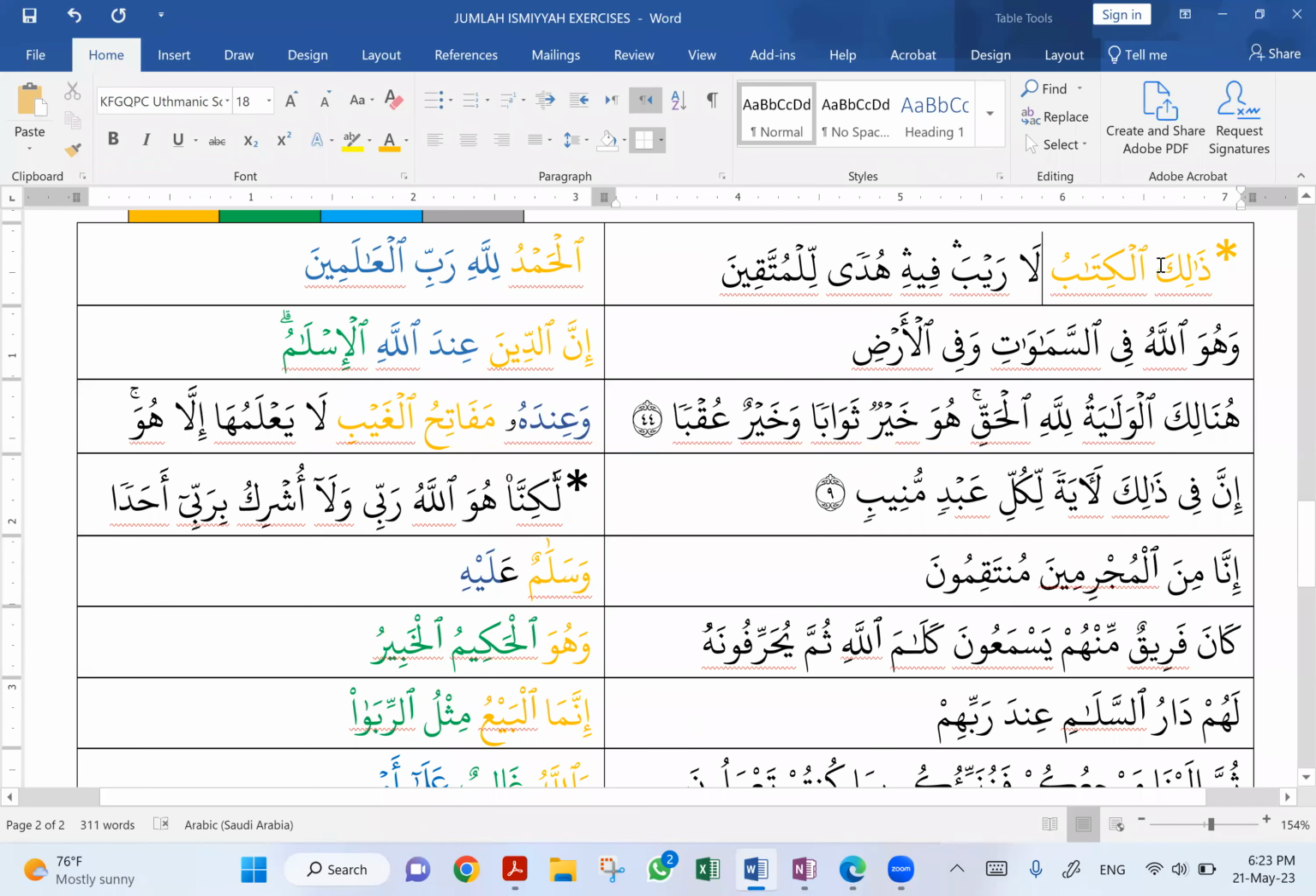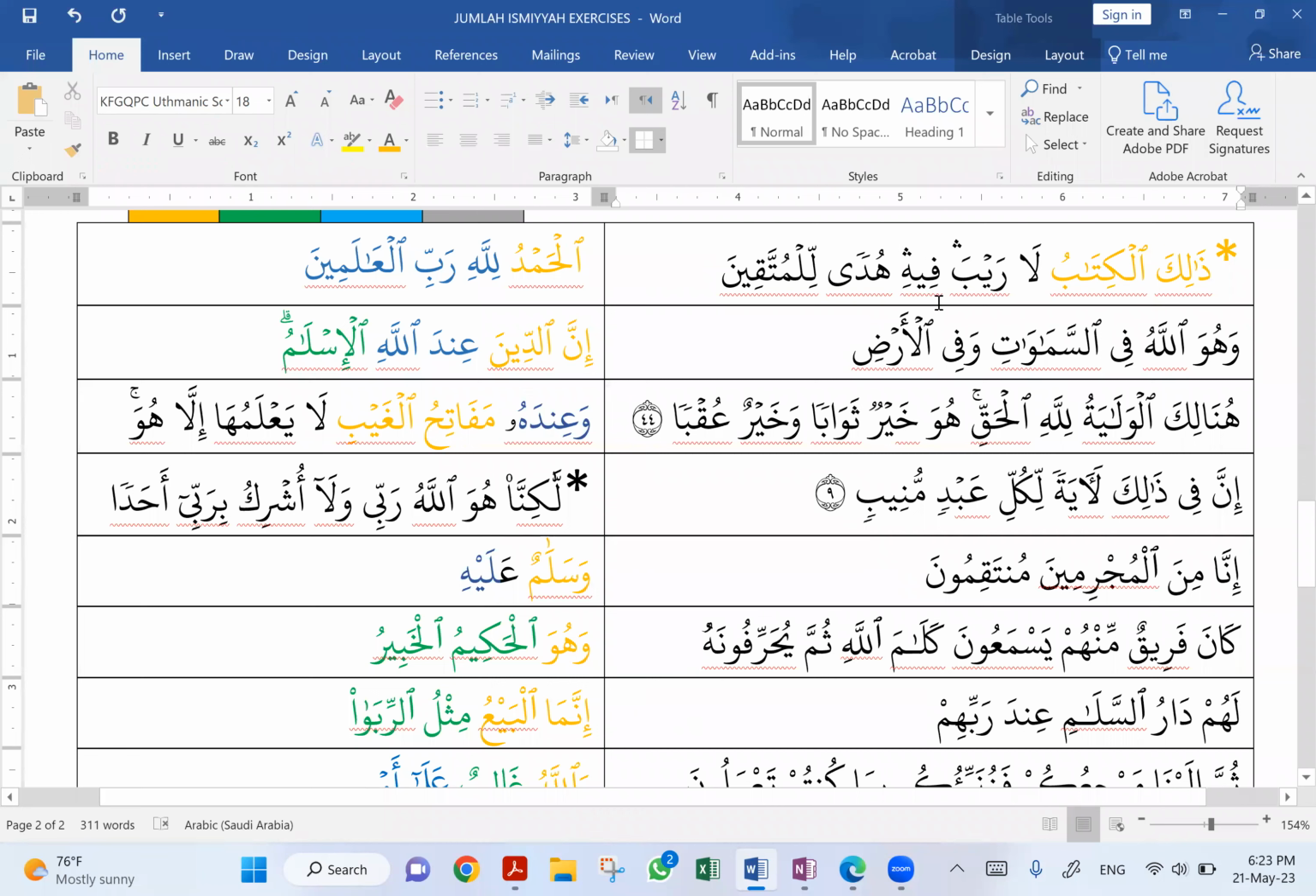So you could put the "is" here, you could put the "is" here, you could put the "is" here, you could put the "is" that book, no doubt in it, is guidance for the... So you can really put the "is" almost in all of these different places, and it will give you different meanings and just expand on the meaning.